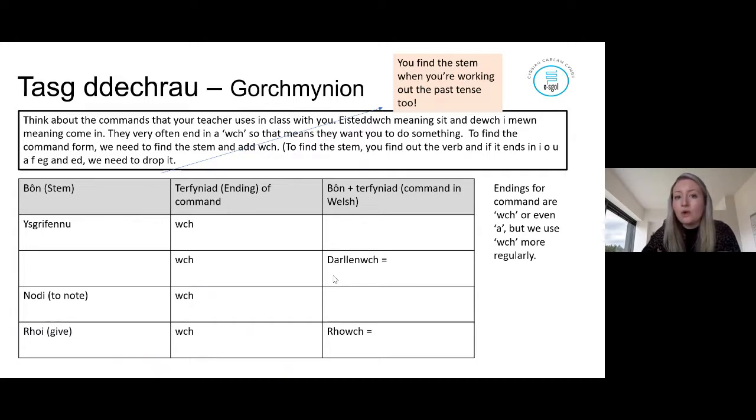And then the last one, roi, is to give. So once again, it ends in I, so we get rid of that, so you're left with ro, and add uch to it, roch. And what does that mean in English?